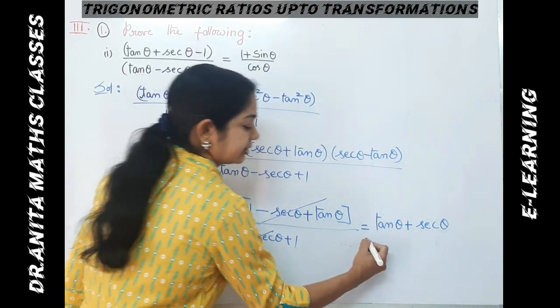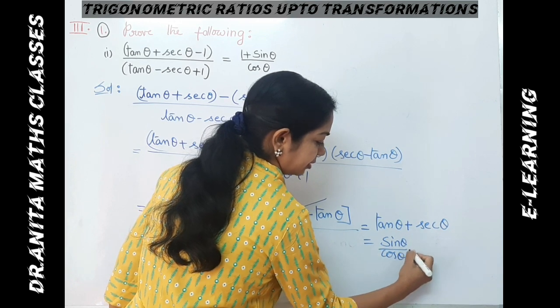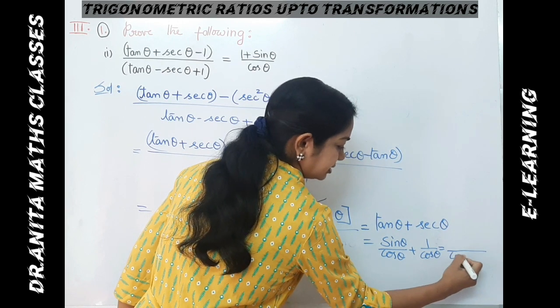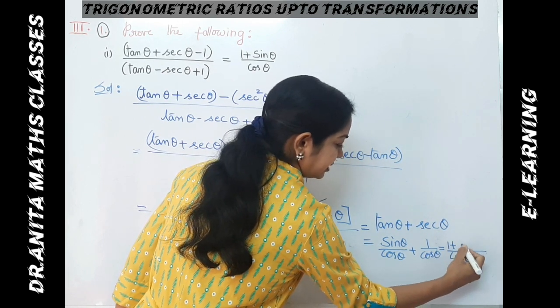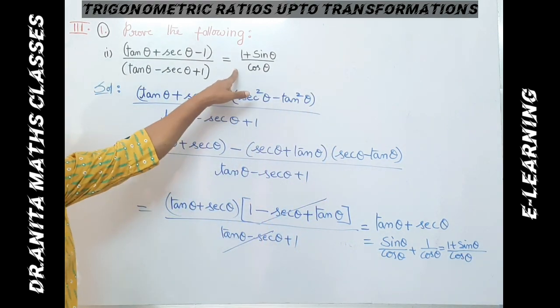So tan theta you can write as sine by cos, and secant as 1 by cos. If you take the LCM, cos theta, this is 1 plus sine theta by cos theta. Right, this is the RHS part. So please make a note, pause the video.